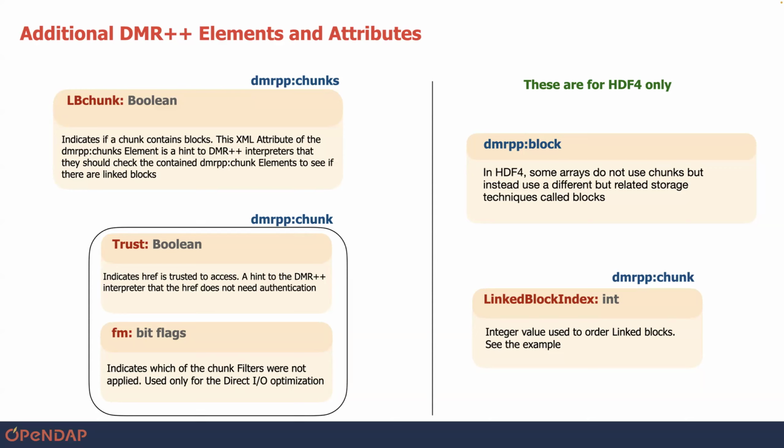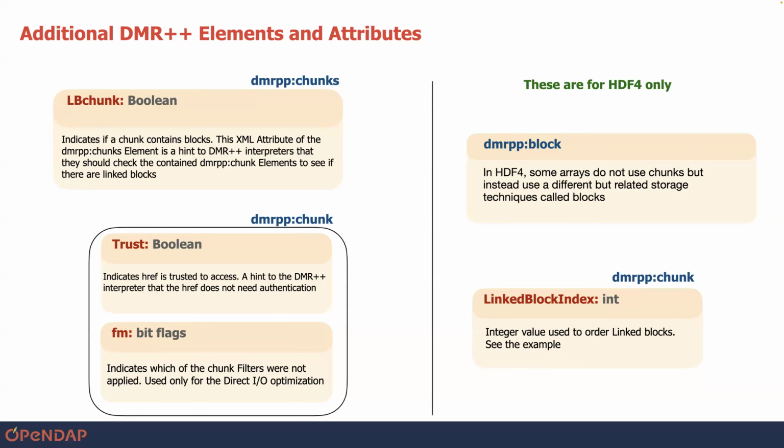So those are outlier attributes. They're a little bit obscure. There are also some parts of the DMR++ that are just for HDF4. We have an element called the DMR++ block, and that's because for some files you don't use chunks to store data in an array. They use something else called a block. The algorithm for working with blocks is slightly different than the algorithm for working with chunks. More explanation if needed.